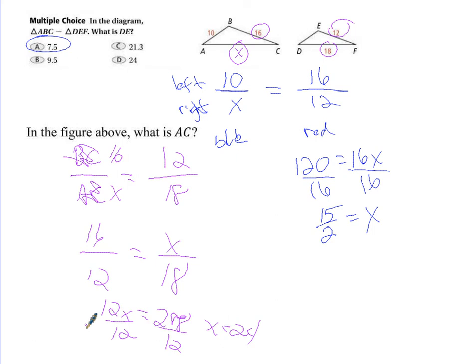So that's why. No matter what proportion you used to set it up, as long as you set it up correctly, when you cross multiplied, everybody got the same thing. And then from there, you divide both sides by 12.